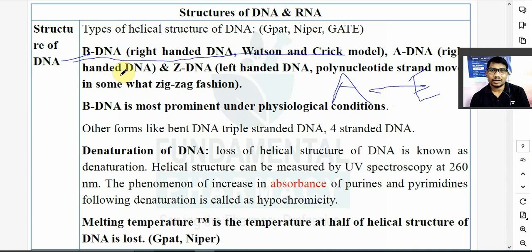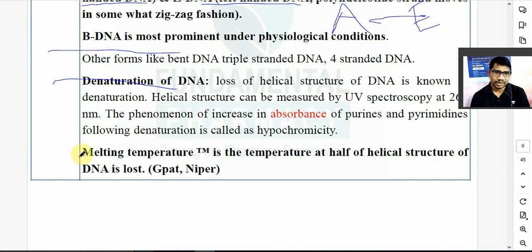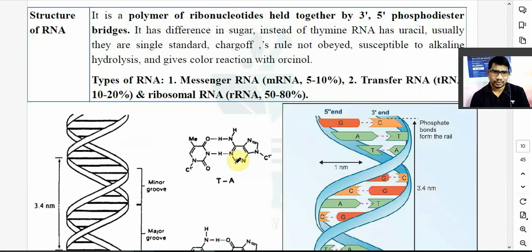Remember, A-DNA is a right-handed DNA. Z-DNA is a left-handed DNA, because in Z-DNA the two polynucleotide chains move in a zigzag manner. That's why it is known as Z-DNA. Remember, B-DNA is the most prominent under physiological conditions. Denaturation of DNA means loss of the native structure, or loss of the helical structure of DNA. What is melting temperature? A question has already come on this. Melting temperature is the temperature at which half of the helical structure is lost. Question was there. Okay, we have seen this.